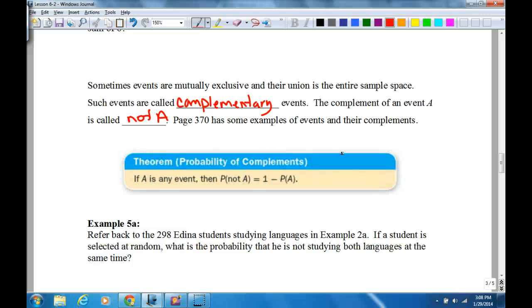If I flipped a coin and I landed on heads, what's the complement of heads? There you are. Okay? That's what a complement is. It's the opposite of what you had. If I have the probability of 2/9 and I want to find the complement of it, it would be 7/9.